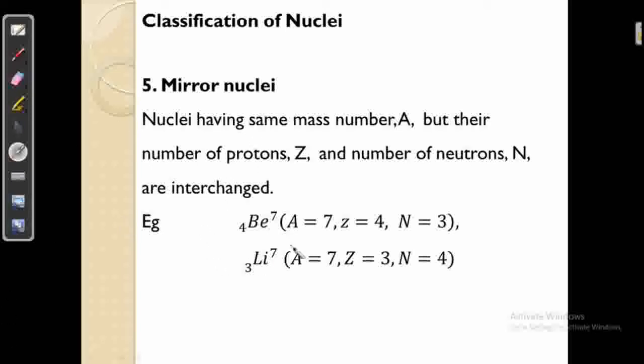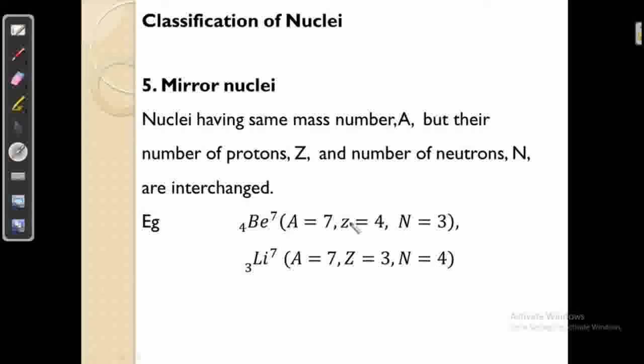You can see that this is beryllium-7 and this is lithium-7. So you can see that these two have the same mass number. Here A is 7, that is, mass number is 7, Z is 4, and the neutron number is 3, 7 minus 4. Here A is 7 again, then Z is 3, but the number of neutrons is 7 minus 3, which is 4.